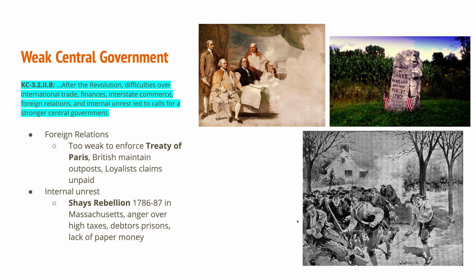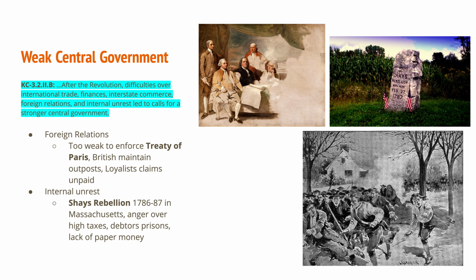They were also supposed to pay out some of the damages that were incurred by the Loyalists during the war. And again, the Articles of Confederation were too weak to get the states to pay for the claims that the Loyalists were making for the territory or property that they lost as a result of the war. So all of this is going to lead to internal unrest.